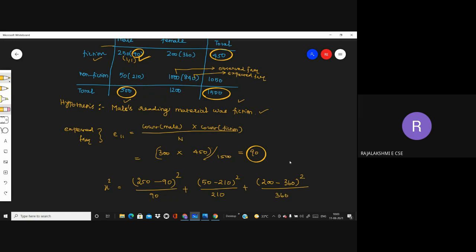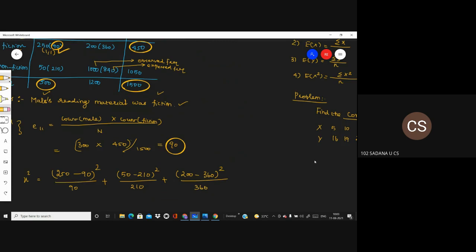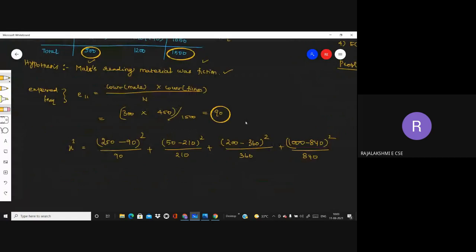Okay, what is the next value? 1000 minus 840 the whole square divided by 840. பசங்களா இங்க கொஞ்சம் யோசிங்க, இங்க ஏன் square use பண்றாங்க? What is the need of using the square? Come on, tell me. Negative values avoid பண்றதுக்காக பண்றாங்க. Fine. Use the calculator and tell me the answer.